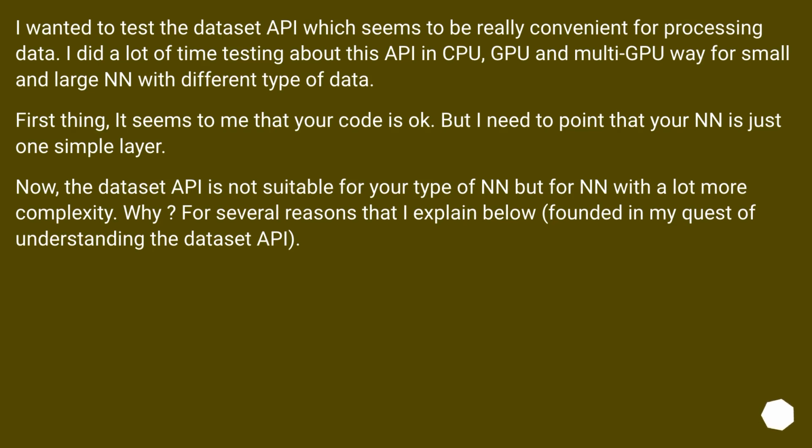I wanted to test the dataset API, which seems to be really convenient for processing data. I did a lot of time testing about this API in CPU, GPU and multi-GPU way for small and large NN with different type of data. First thing, it seems to me that your code is okay. But I need to point out that your NN is just one simple layer. Now, the dataset API is not suitable for your type of NN, but for NN with a lot more complexity. Why? For several reasons that I explain below, founded in my quest of understanding the dataset API.